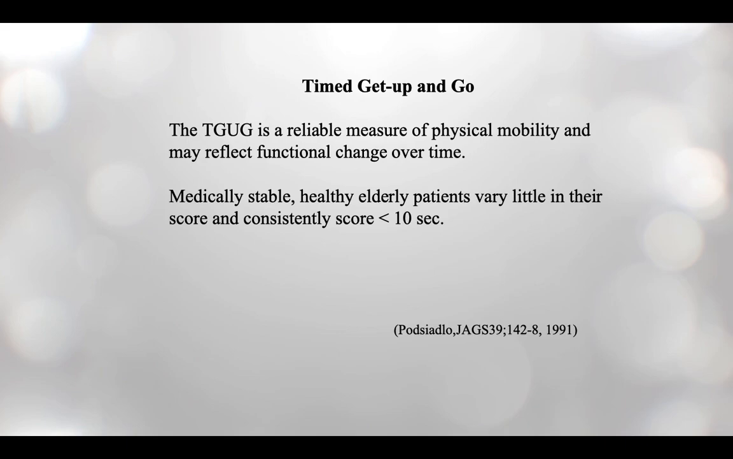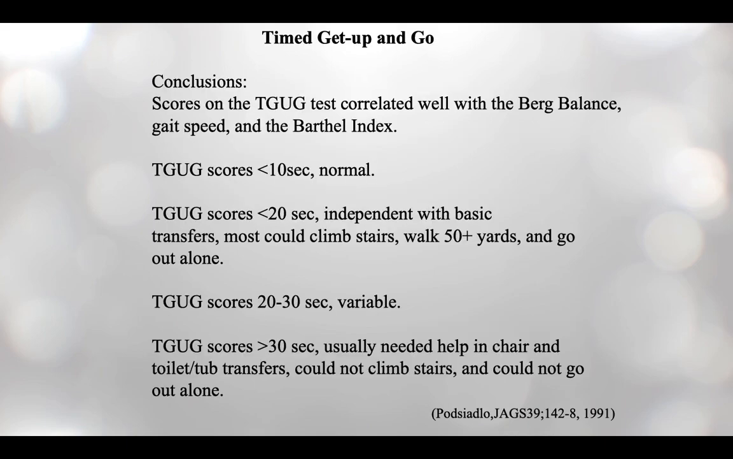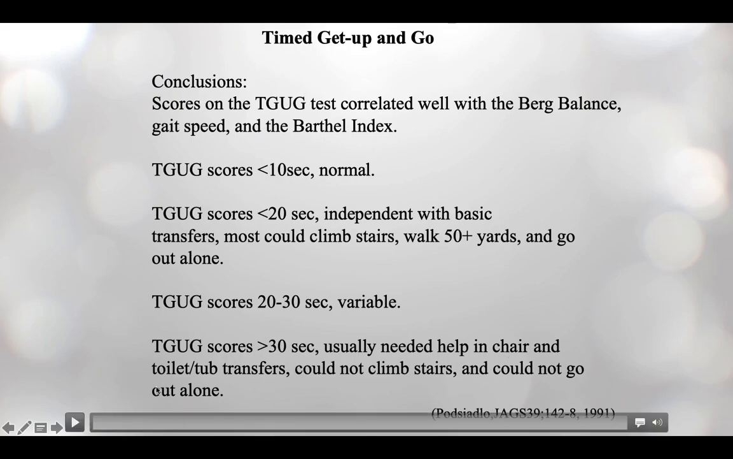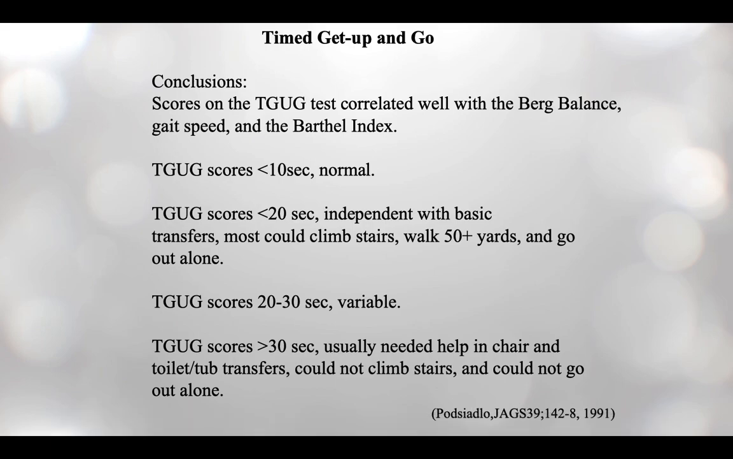Sit down again, less than 10 seconds. So a normal patient will not take more than 10 seconds. Patients who take more, 20 seconds, 20 to 30 seconds, greater than 30 seconds, their scores keep getting lower. It is usually seen that those who take around 20 seconds are independent with most transfers, they can climb stairs, they can walk and go out alone, but they are slow. Those who take more than 30 seconds usually need help in chair and toilet transfers. They cannot climb stairs, they cannot walk alone. So these are the conclusions which I have seen in different researches for the timed get up and go.